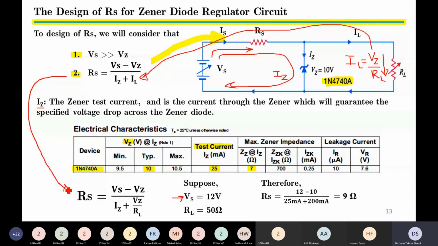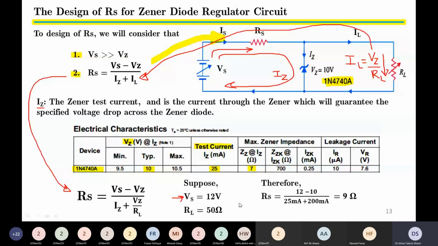That is, now RS is equal to Vs minus Vz over the Zener test current plus Vz over RL. So now in this equation, we know all the values. We know Vs, we know Vz, we know Iz, we know RL.